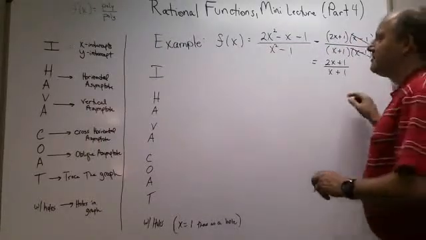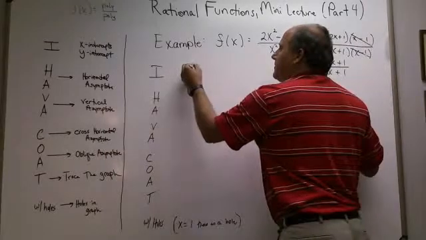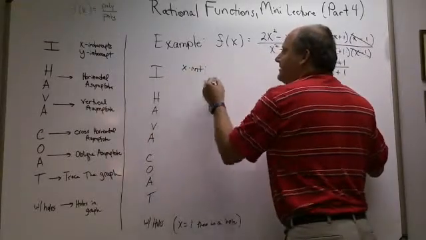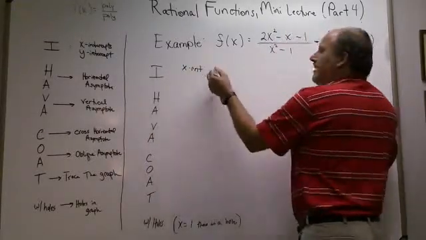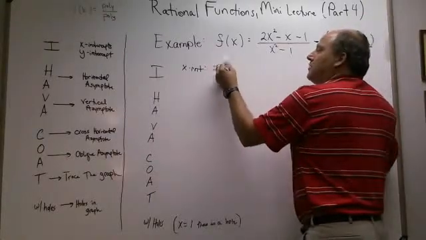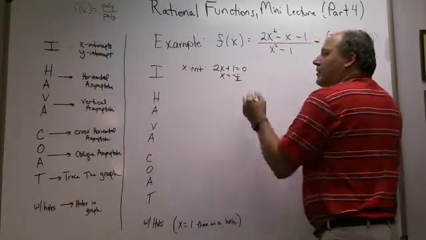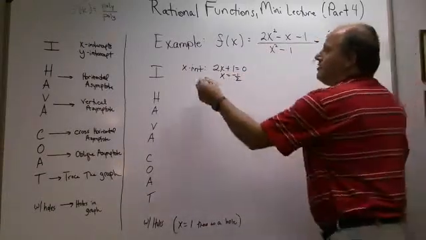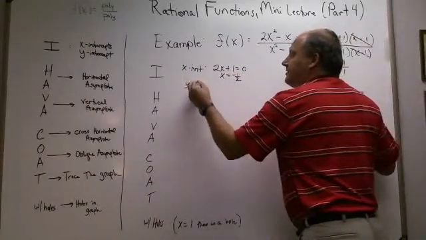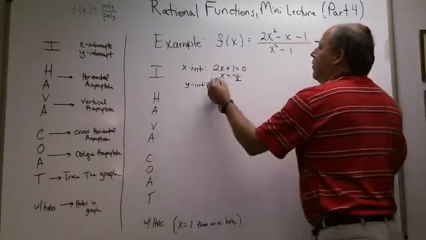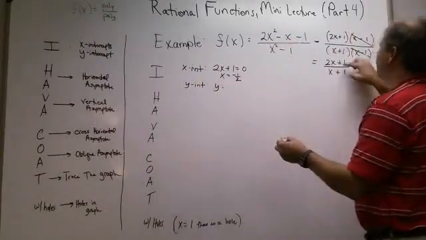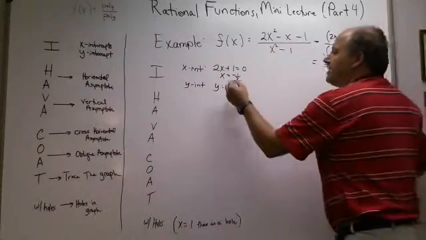Now the x-intercepts: you set the numerator equal to 0. When I say the numerator, I mean the numerator of the simplified version. So set 2x plus 1 equal to 0, so x equals negative 1/2. And then the y-intercept: you set all the x's equal to 0. So y equals 2 times 0 plus 1 over 0 plus 1, which turns out to be 1.